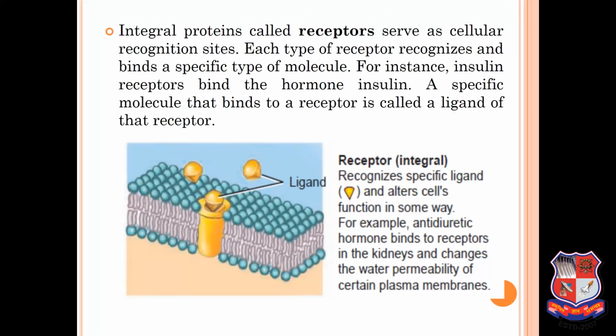Now, the third function is that integral proteins called receptors act as cellular recognition sites. Each type of receptor recognizes and binds a specific type of molecule. For example, the insulin receptor binds the hormone insulin. A specific molecule that binds to a specific receptor is called the ligand of that receptor. So here, some integral proteins act as receptors, and specific molecules bind with the receptors, and after binding, the receptor can produce its effect.